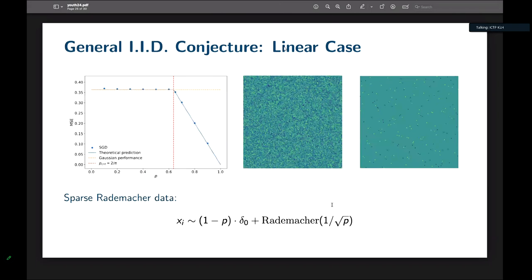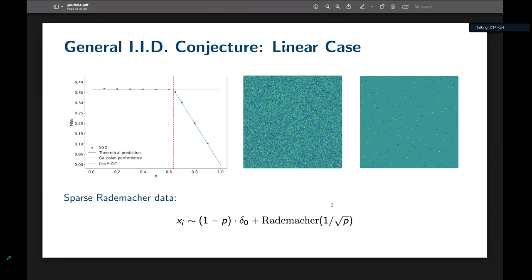Now, okay, let me give some justification for what I just said. So here we look at sparse Rademacher data. It's basically a delta spike at zero and a suitably rescaled Rademacher to get variance one. And what happens is that precisely at the conjectured transition point, you switch from rotationally invariant design, which gives you essentially Gaussian performance in this case, to a permutation of identity design. And here on the left, you can see a heat map of B, of one of the points on the flat region here. It looks very much like a uniform rotation. And on the slope here, it looks like a permutation of identity.